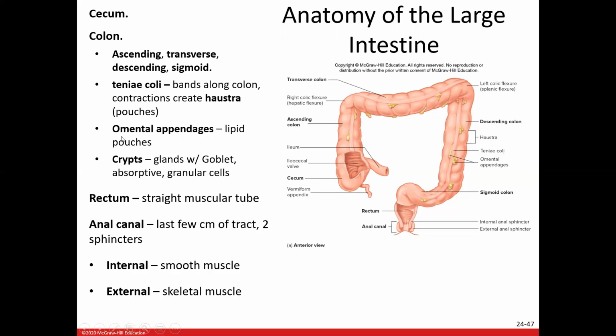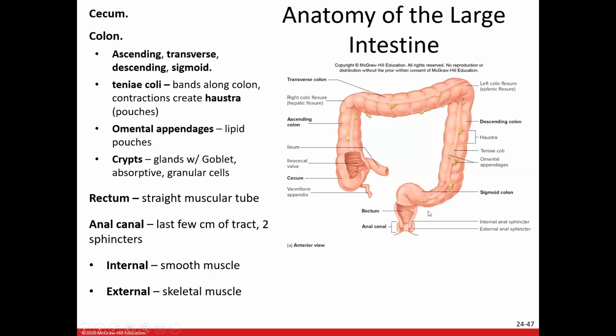Then all along the large intestine as well, you have what's called omental appendages. These are little fat deposits in yellow that I'm running my mouse over. So those are all lined throughout the large intestine. And then within the actual mucosa and submucosa layers, you have crypts. These have glands with a lot of the familiar cells you've seen from the small intestine, such as your goblet cells, your absorptive cells, and your granular cells.